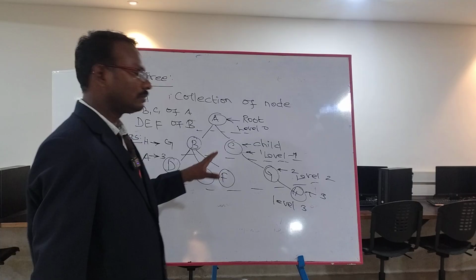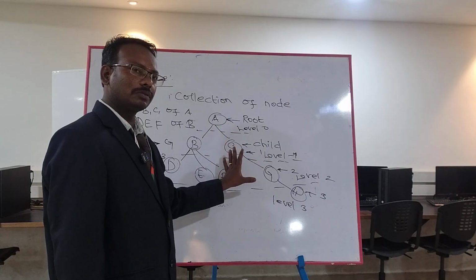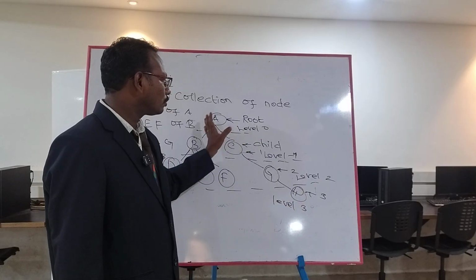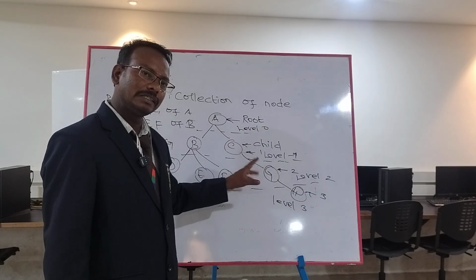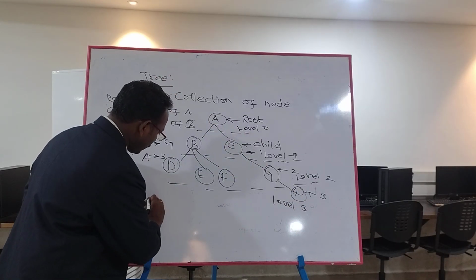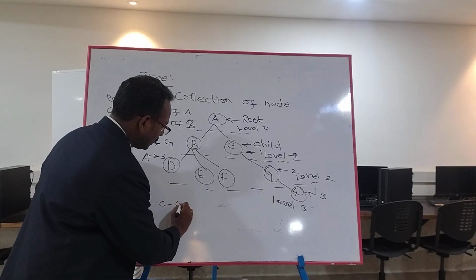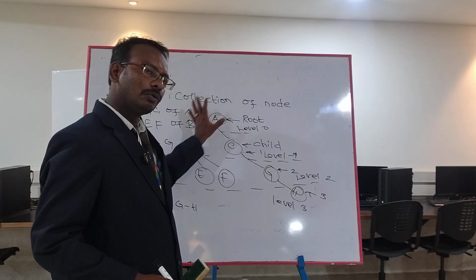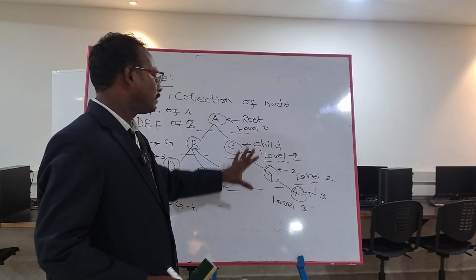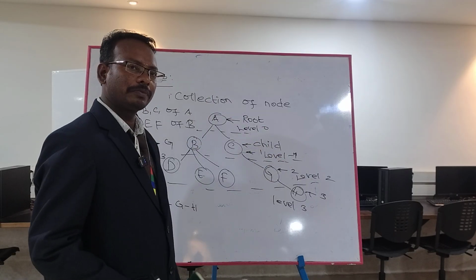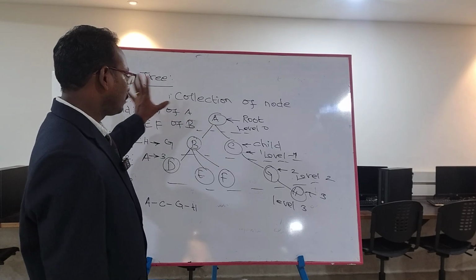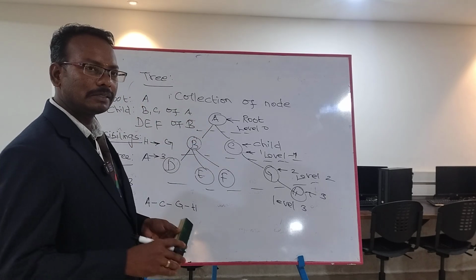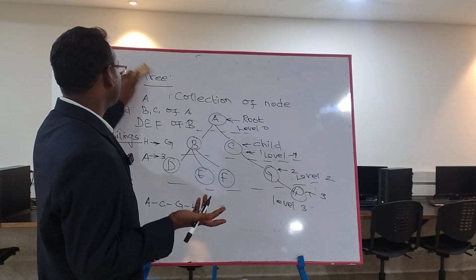What is a path? The path is the flow we follow. For example, A is a starting node and H is an ending node, so it will pass through C and G. For example, A, C, G and H. This is the path where the nodes are considered. This is a tree and its terminologies. In tree representation, we have two types.